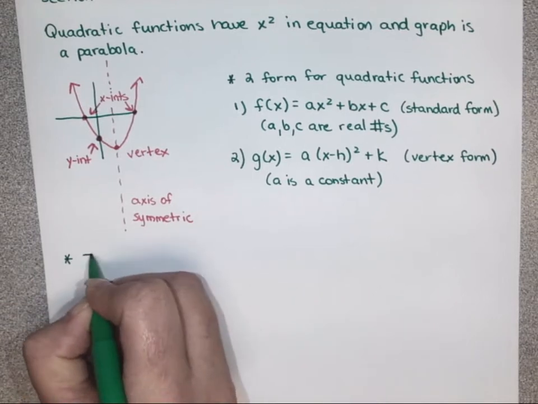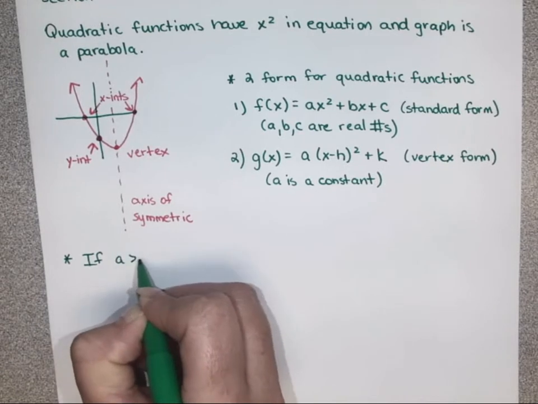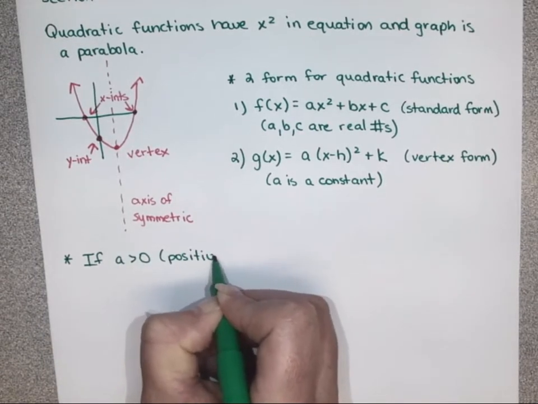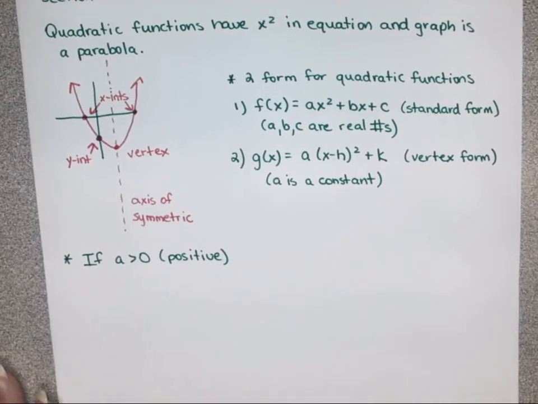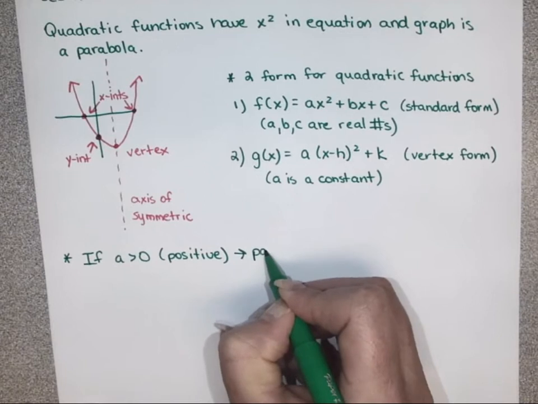All right, so here are the things I want you to be able to know and find in a parabola. The first thing is if the number in front of x squared is greater than 0 or positive, okay, it means that the parabola opens upward.